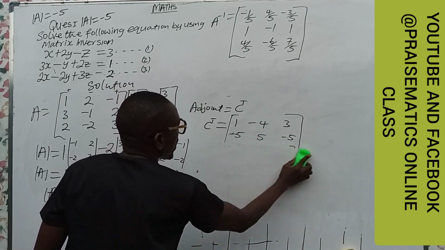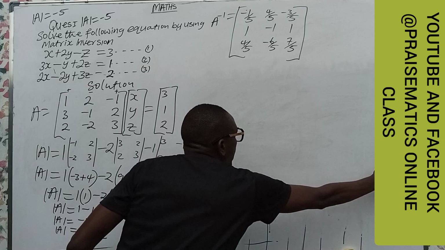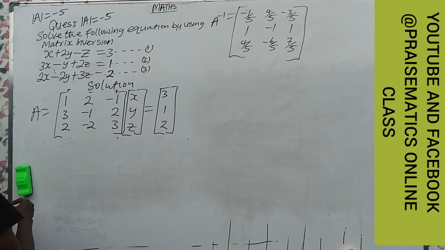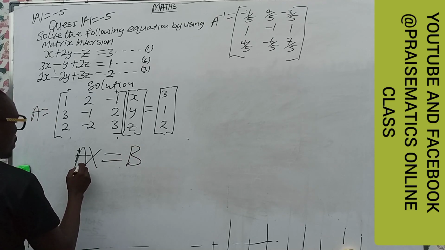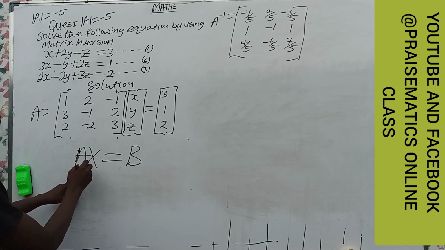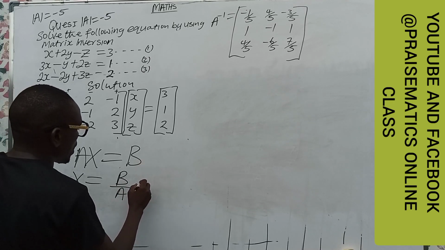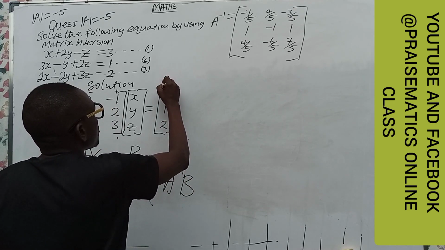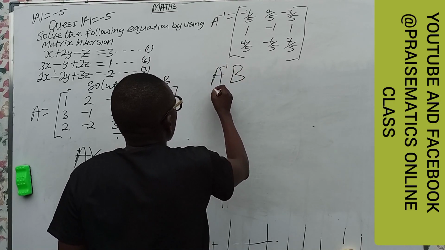But we are not looking for A inverse. We want to get the value of X, Y, Z. There is a relationship that says AX is equal to B. Our A is this. Dividing both sides by the coefficient of X means X equals B over A, which is the same thing as A inverse B. So we are going to look for A inverse B.